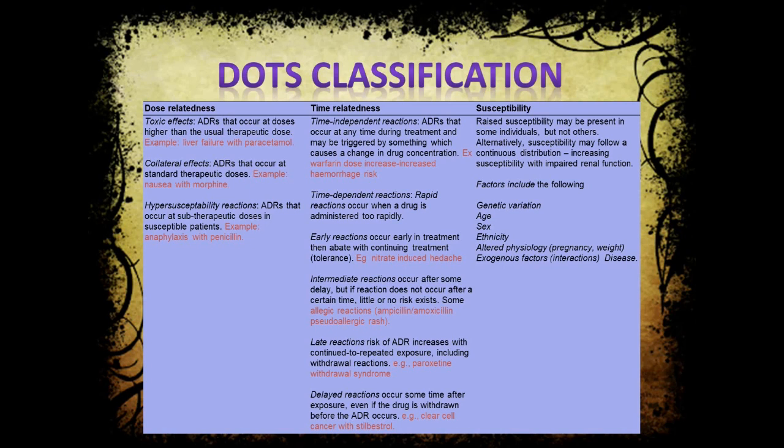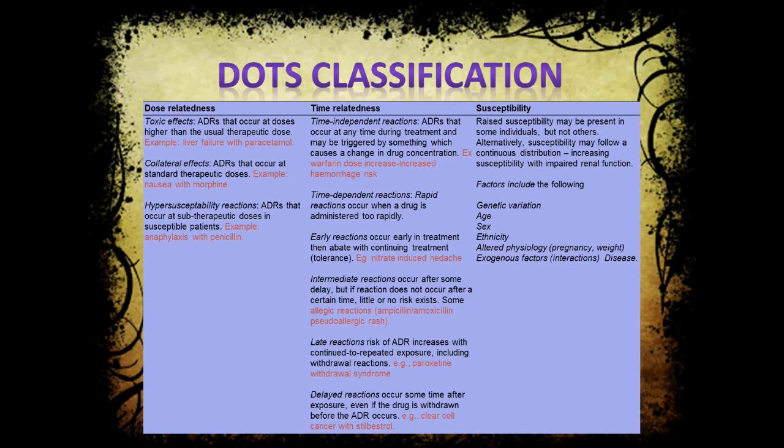Collateral effects. Adverse reactions that occur at a standard therapeutic dose, the dose which is intended for the use of people. At that dose, if any sort of event is occurring, then this is known as a collateral effect. Example, nausea with morphine. So if someone is consuming morphine at a normal therapeutic dose only, he or she will experience nausea.